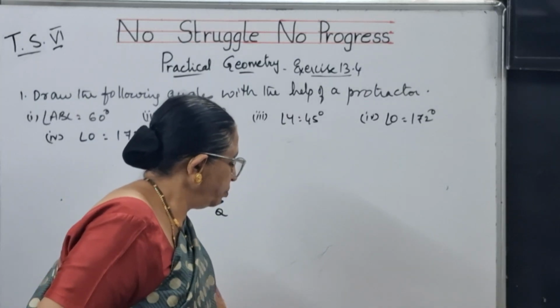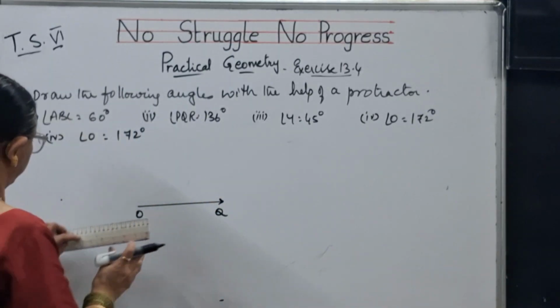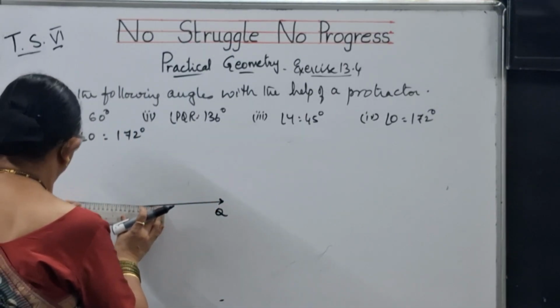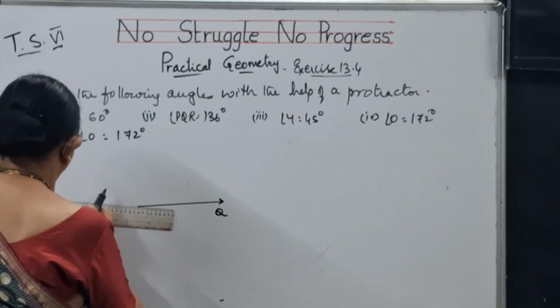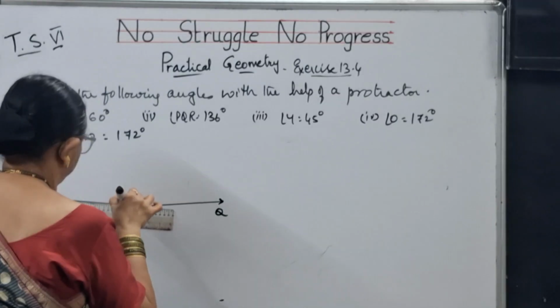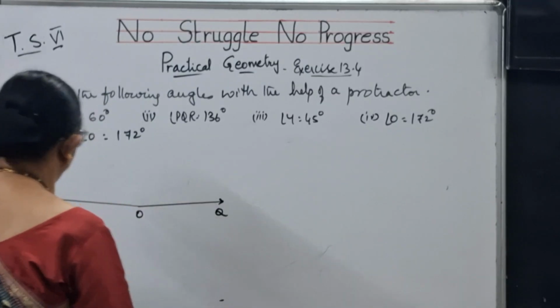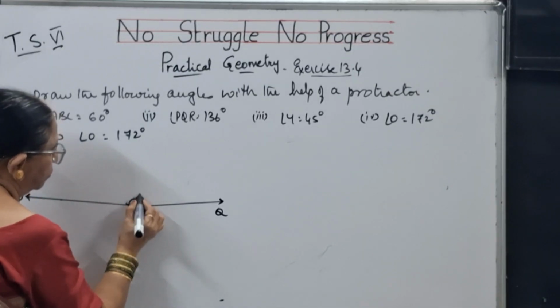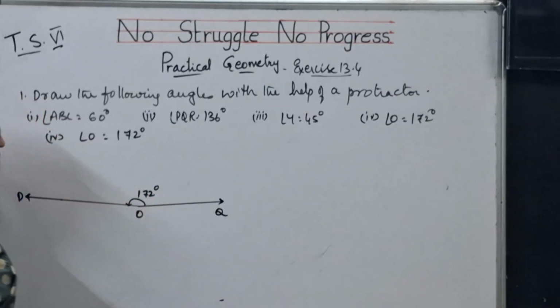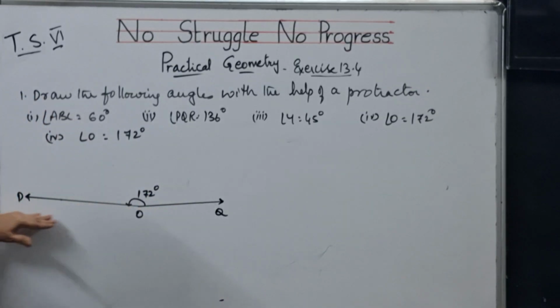So obtuse angle, children. So carefully see this. This is an angle I have got. Let me call it as P. This is the angle 172 degrees. It's almost looking like a straight line. So a straight line is 180 degrees. So only 8 degrees less for it. So it is almost looking like a straight line.